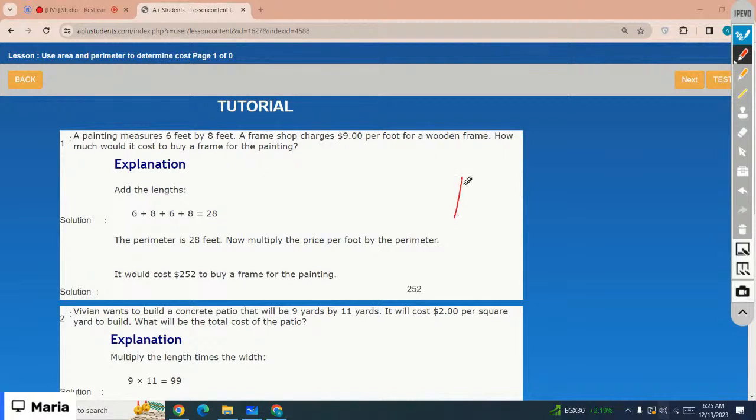This is a painting, right? You need to frame the painting. Actually, you need to make a border like this, right? This one is the frame. So for this, you need to calculate the perimeter.